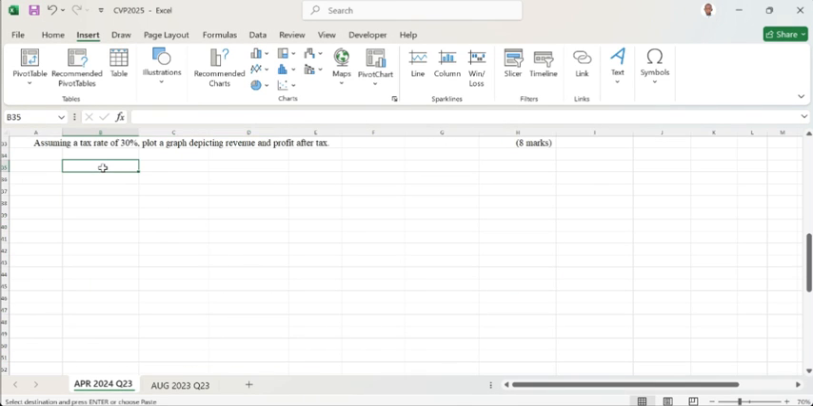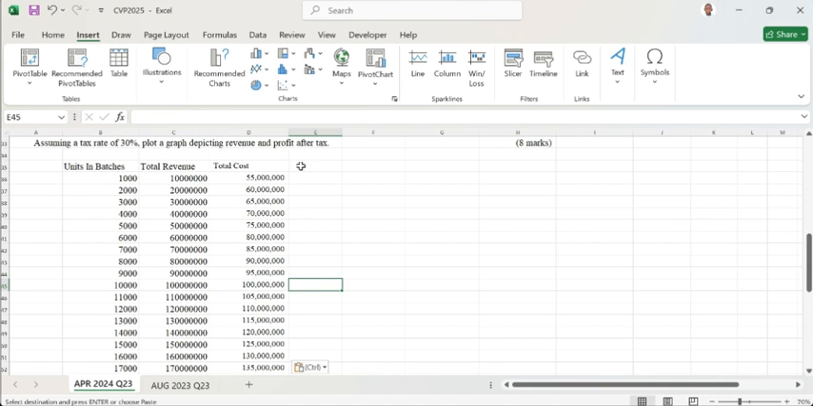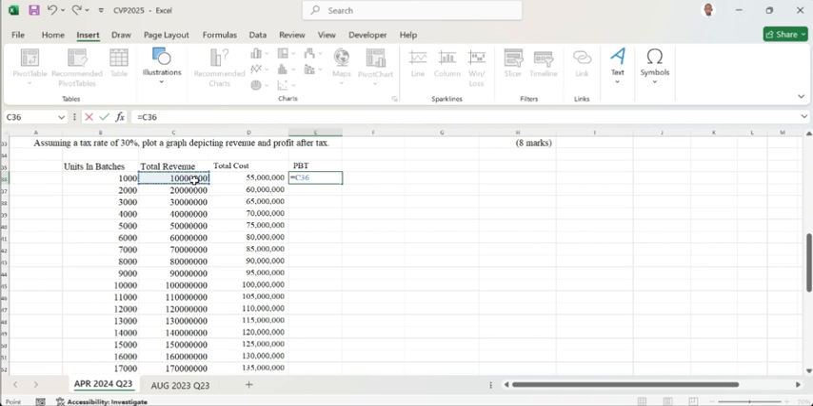Hii question inakaa ngumu kweli? Does it seem difficult? No, it doesn't look difficult. Remember, anytime they're asking for a graph, you cannot have a graph of 1,000 units, so you must be able to guess other units. You just copy that and paste here.